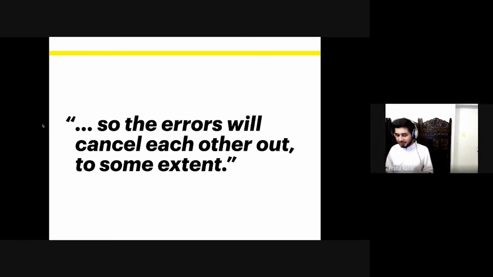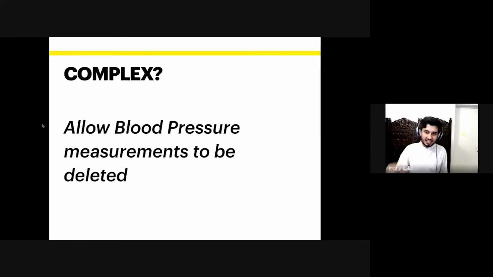What does this mean? This means that when you see a big task or a big story or a big feature, don't estimate the feature at all. Break that feature down into different tasks and different stories, and then see what happens. Okay. Now let's look at this complex thing: allow blood pressure measurements to be deleted.